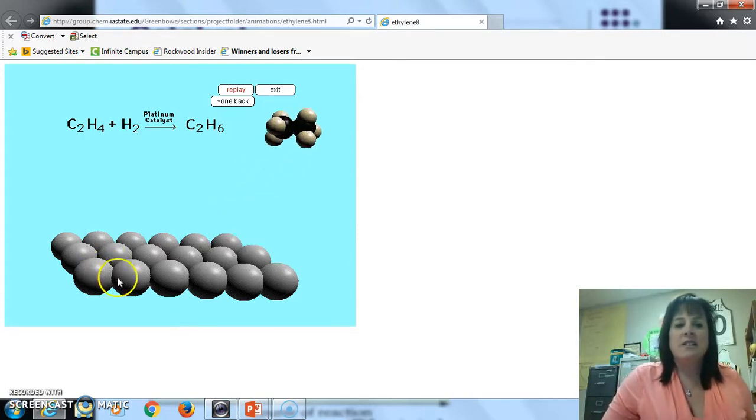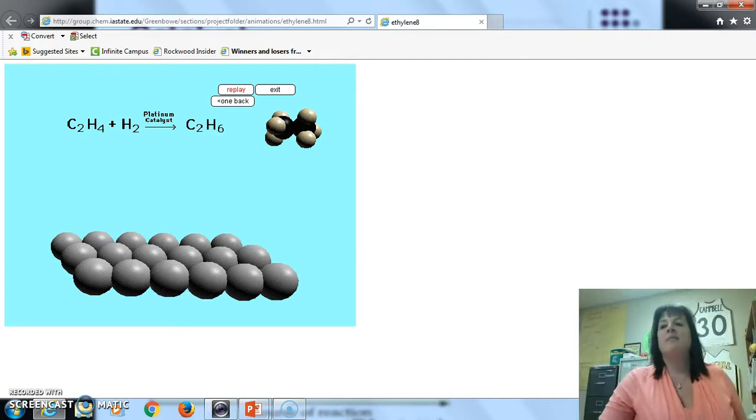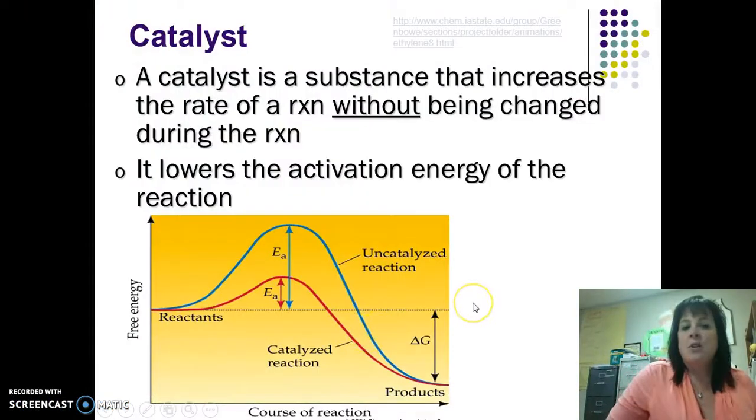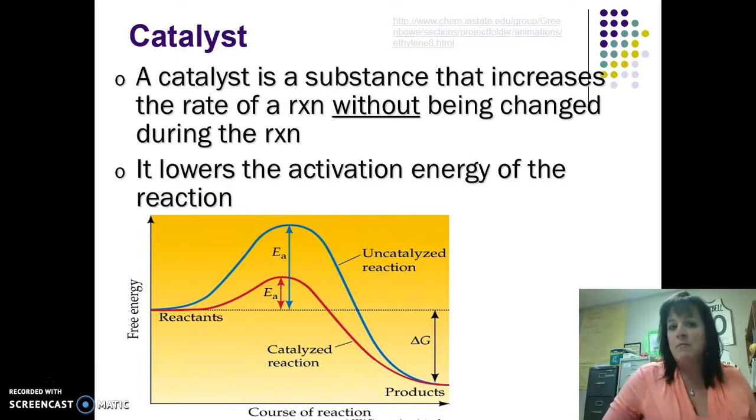So a catalyst, notice it didn't get used up, it's still the same as it was, but it's like a facilitator. It brings people together, I mean it brings molecules together. So that's what a catalyst does. It lowers activation energy by bringing reactants together. It helps facilitate the breaking of bonds and the forming of new bonds.